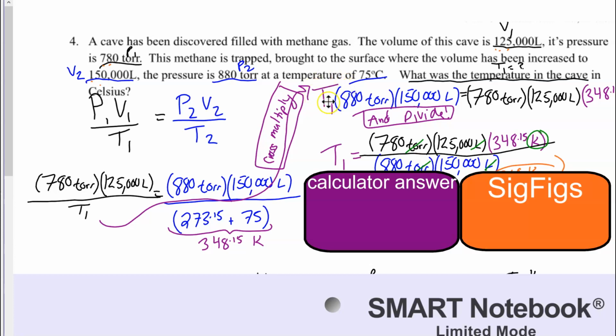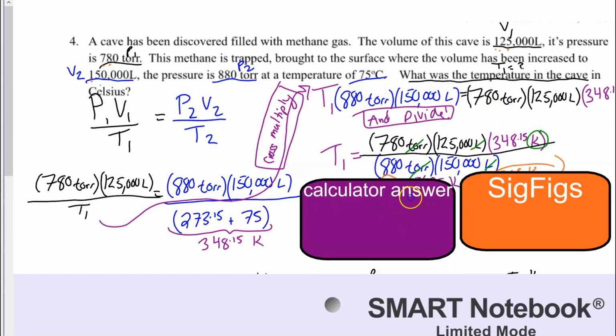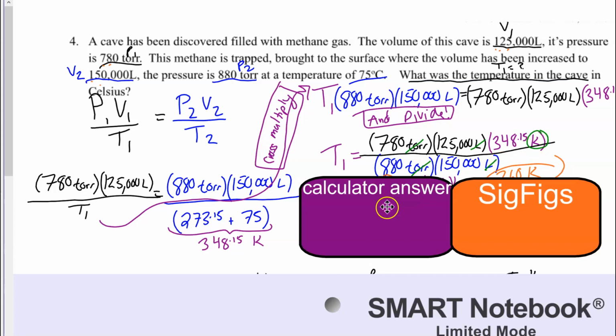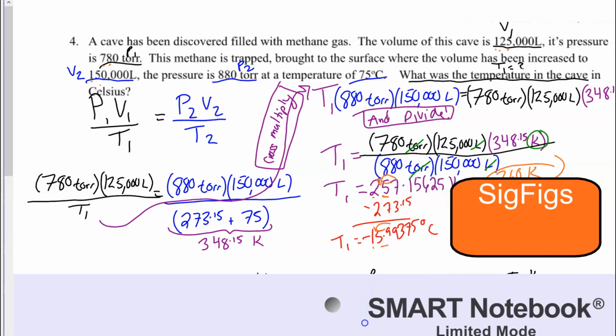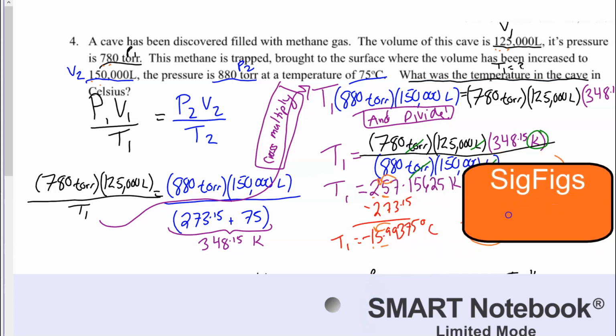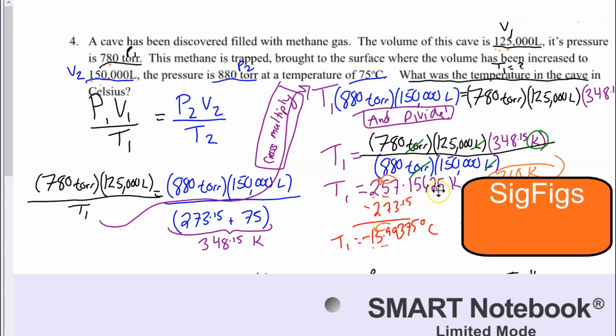So how did we get T1 by itself? We did the cross multiply. Now we've got to divide. So divide these terms out, and we get that our work, T1, looks like this. So what's our calculator answer? Our calculator answer is 257.15625 Kelvin. That's not what the problem asked for.